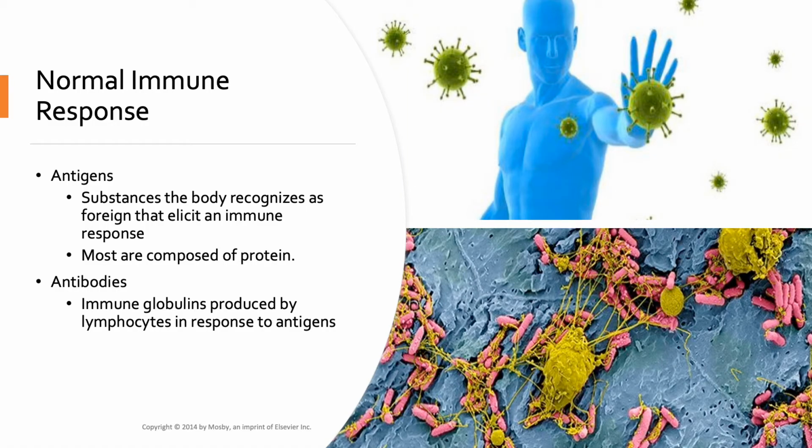So when we have a normal immune response, it is mounted by antigens and antibodies. Antigens are the substances the body recognizes as foreign that elicit an immune response, and most of these are proteins. Very rarely, but sometimes, people are allergic to lipids, lipoproteins, nucleic acids, polysaccharides. Some of these things can trigger an immune response, but primarily the things that trigger an immune response are proteins. Antibodies are immune globulins that are produced by the lymphocytes in response to specific antigens.